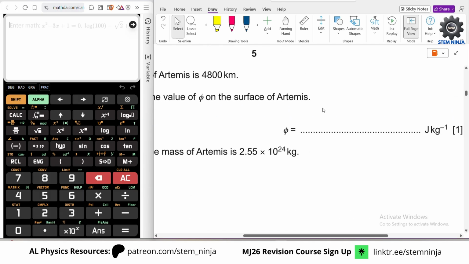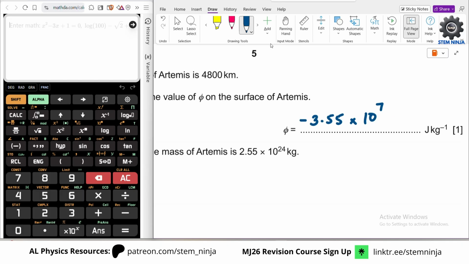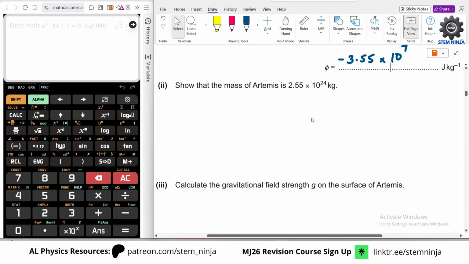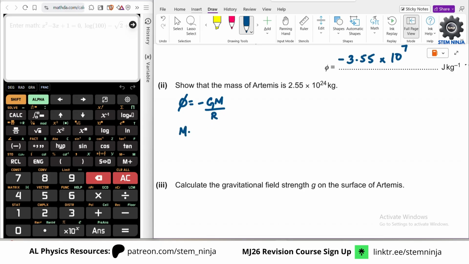So minus 3.55 × 10^7. Okay. Show that the mass of the Artemis is 2.55 × 10^24 kg. Now let's write this. Phi, we know, is GM over r, so therefore M would be phi times r over negative G.